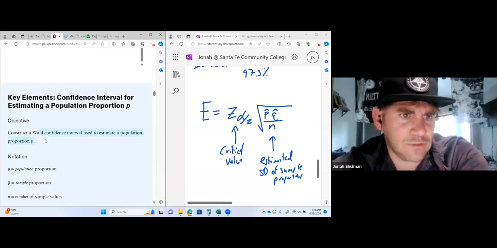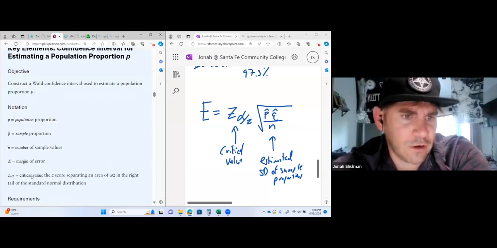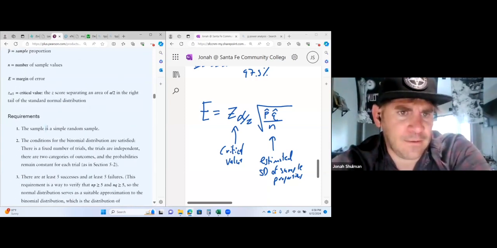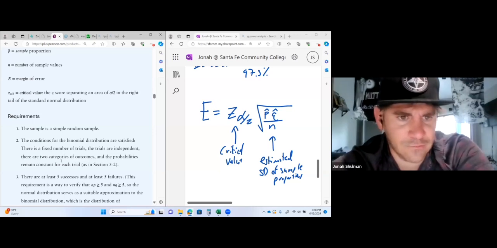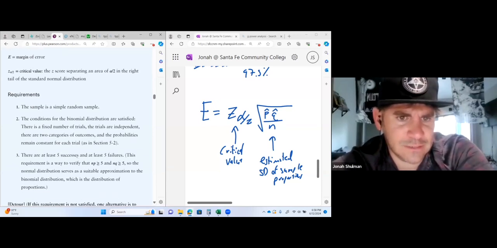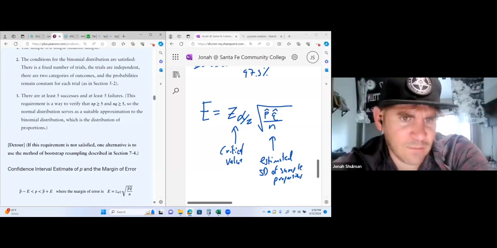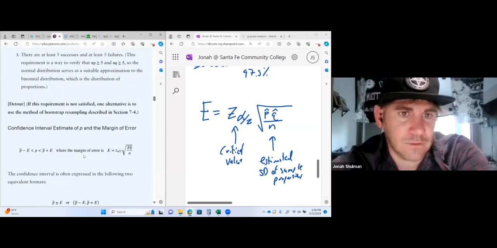Construct a Wald confidence interval. Okay, so we have our notation, we have our sample, we have our number of sample values, our margin of error, our critical value. Okay, so this is all of our notations. So what does it have to be? A simple random sample, a binomial distribution, so a fixed number of trials, so it's got to be a yes or a no, or a success and a fail. There's at least 5 successes and at least 5 failures. Okay. And if this requirement is not satisfied, one alternative is a bootstrap resampling method.